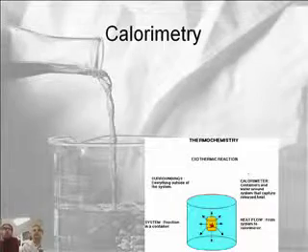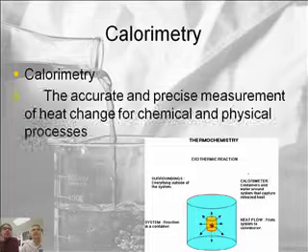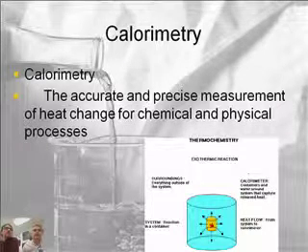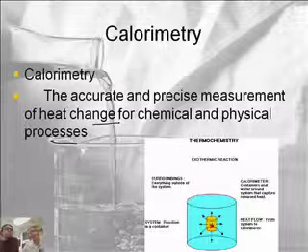It's very important. All right, calorimetry. We're just talking about calorimetry, which we introduced at the beginning. It is an accurate and precise measurement of heat change for a chemical and physical process. So we want to measure heat. Right. Can't do that directly, though. We have to measure what heat does. It's always done indirectly, pardon me.